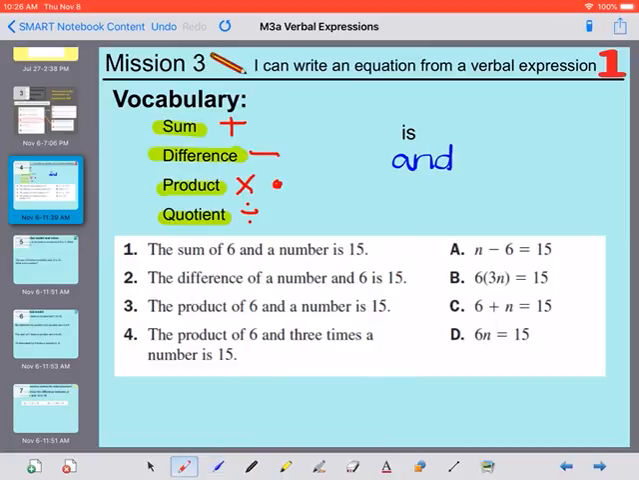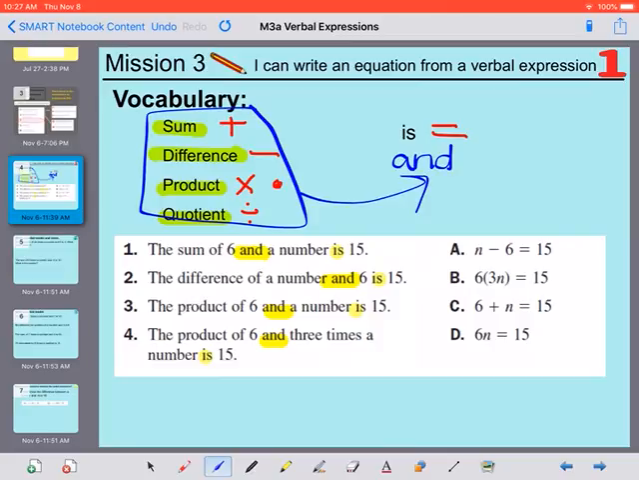When we're reading a sentence, if you see is, for example, down here, if we look at number 1, it says, the sum of 6 and a number is 15. If you see that word is, that means is equal to. So if you see is, replace it with an equal sign. And if you see the word and, for example, here it says the sum of 6 and a number, the difference of a number and, that's where you're actually putting whatever that operation is. So that's where you're going to put your adding, subtracting, multiplying, or dividing, whatever they say.